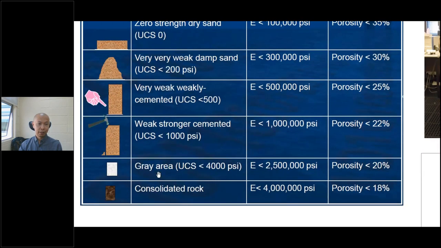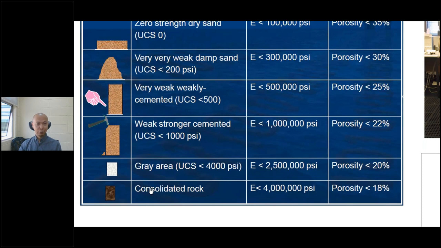You can see here, we often use UCS just to give some idea how weak or how strong the rock is. But bear in mind, there is always a gray area. UCS less than 1,000 we consider weak. UCS higher than 4,000 we consider strong or consolidated. But anything in between is gray area.